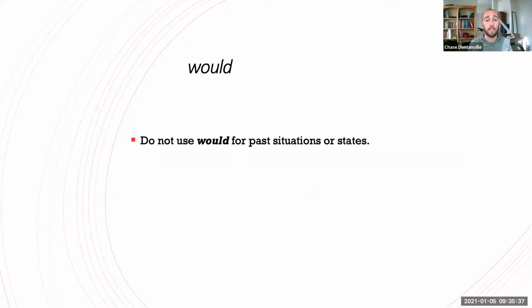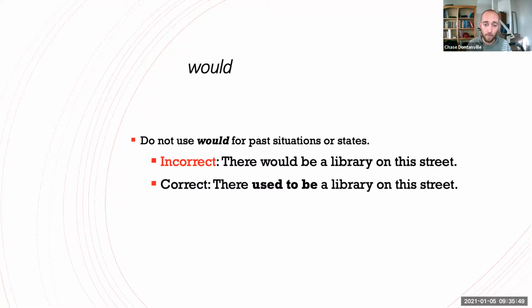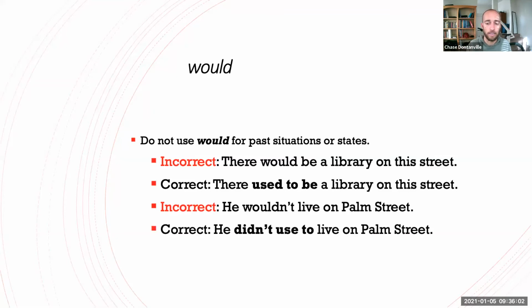If you're talking about a situation or state, we do not use would. So for example, incorrect: there would be a library on this street. This is not the correct usage of would. There used to be a library on this street. He wouldn't live on Palm Street. No, this is a state or a situation. He didn't use to live on Palm Street.